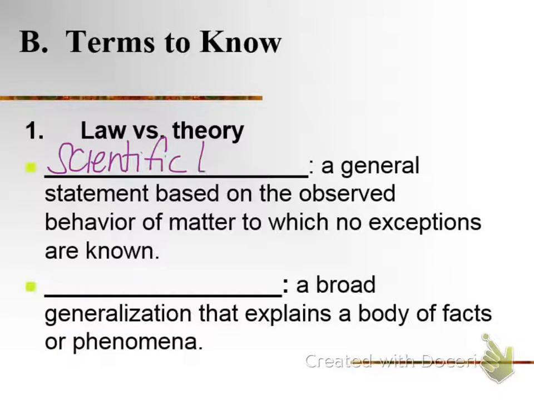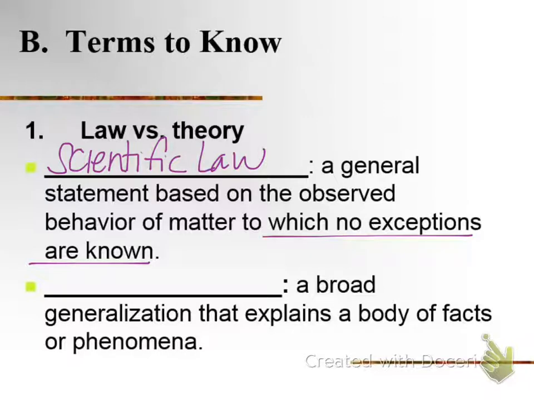Scientific law, okay, is a general statement based on the observed behavior of matter to which no known exceptions, okay, that's the clue there. A law has no known exceptions. In chemistry, a large basis of chemistry is the law of conservation of mass. It states that mass cannot be created or destroyed in an ordinary chemical reaction. That has been tested over and over and over. We will test it most likely in a lab and find that there are no known exceptions in an ordinary chemical reaction. Okay, when we get to nuclear, that doesn't apply as much, because that's a different kind of reaction, because it's using the nucleus.